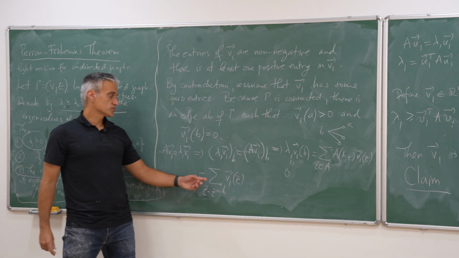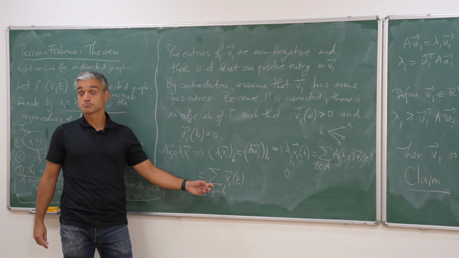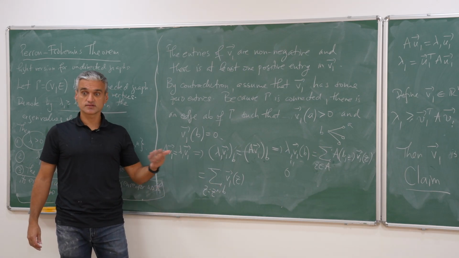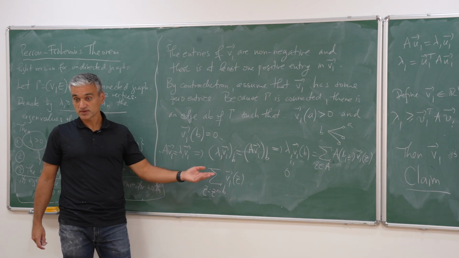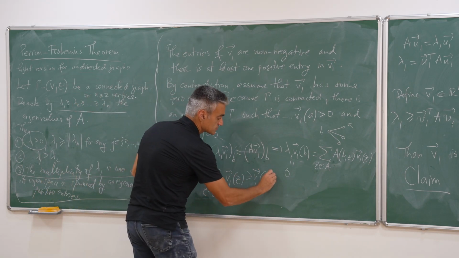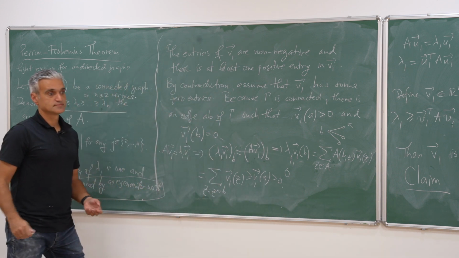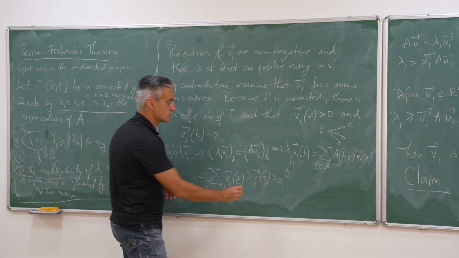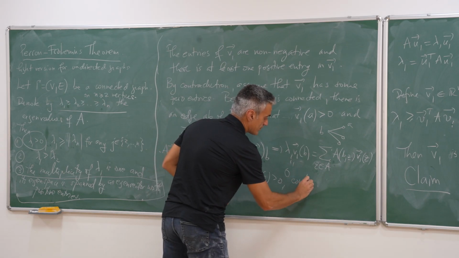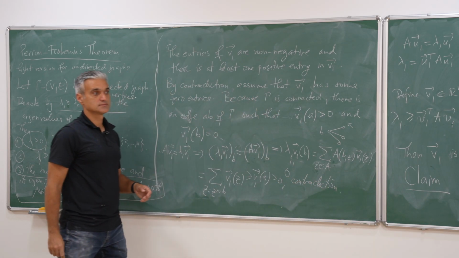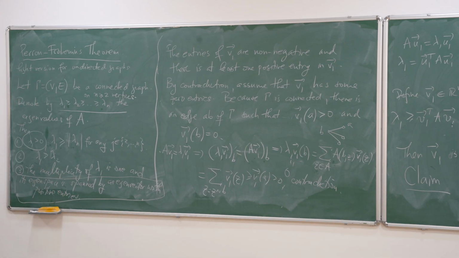Okay. So what do you know about these entries? All of them are greater or equal to 0, and there is one that is positive. So this is greater or equal than V1 of A, which is positive. And so that's a contradiction. And that's that. Okay.